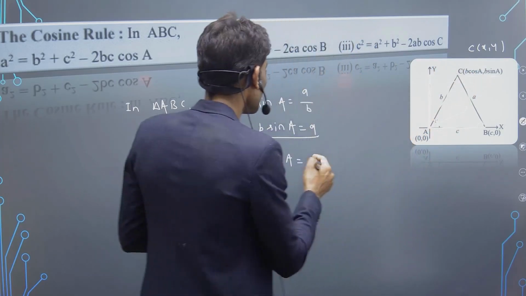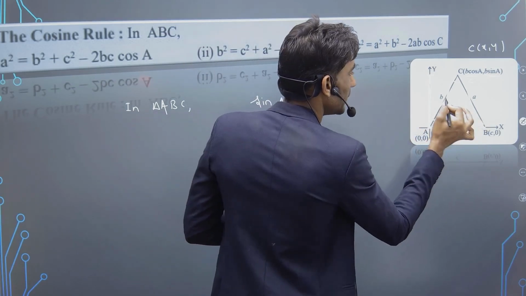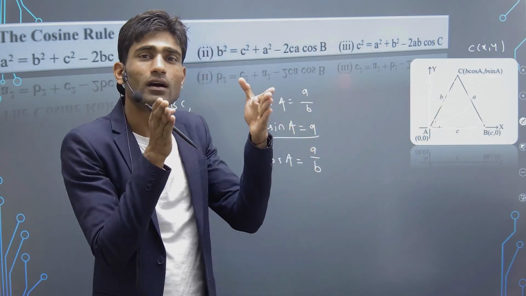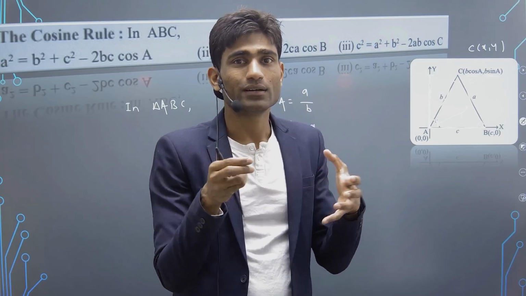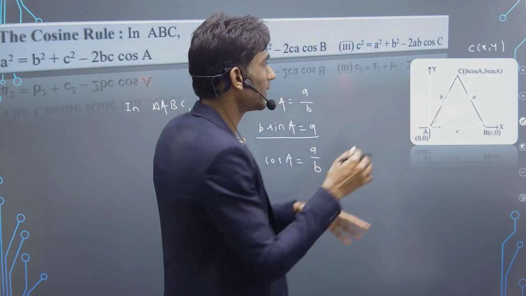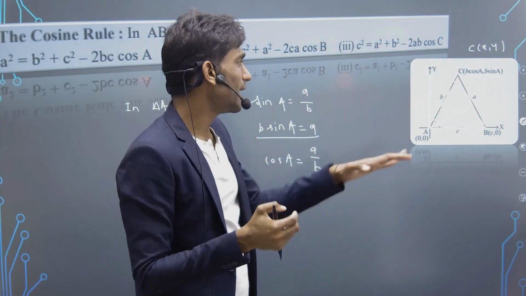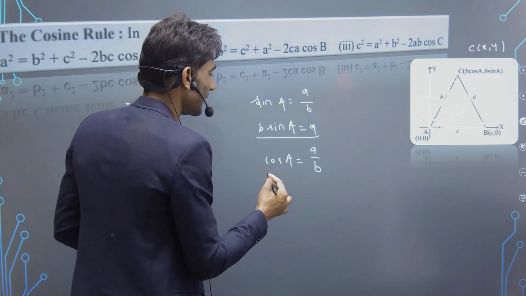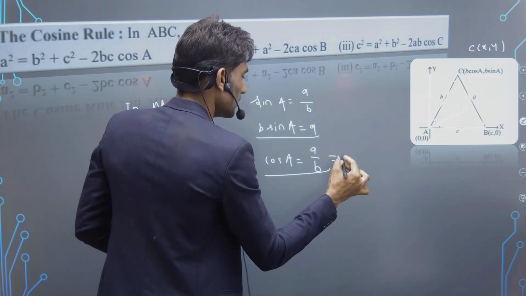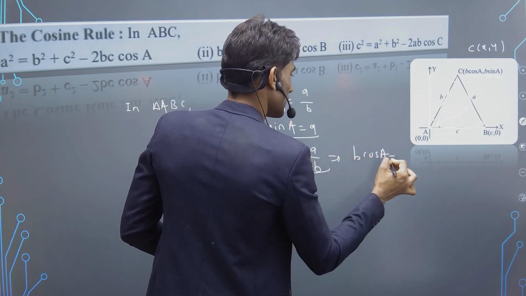So we get cos A as a divided by b, because for cosine we take adjacent upon hypotenuse. As we needed the values of x and y, we consider the values as needed here. Go through this way and you will get the required answer. Now cos A can be written as b cos A, which is equal to small a.